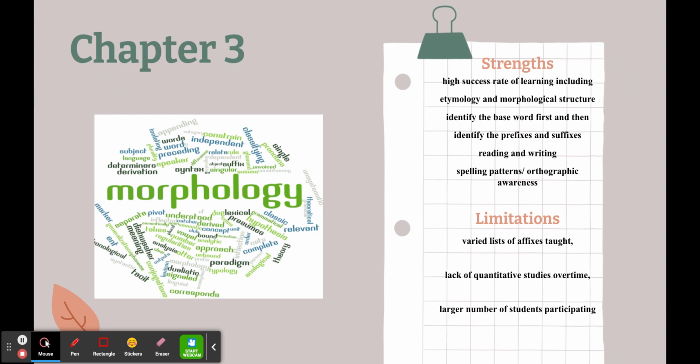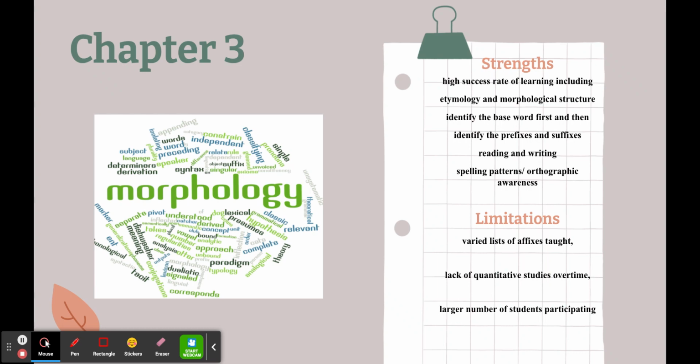Interventions that showed a high success rate of learning included etymology and morphological structure in the intervention. Students learned the origin of the affixes to help them understand the meaning, applied to many words, and allowed the students to have a practical way to approach unknown words. The students who were taught how to identify the base word first and then identify the prefixes and suffixes demonstrated a strong connection on defining words on various morphology assessments. Interventions that included reading and writing also showed high significance.